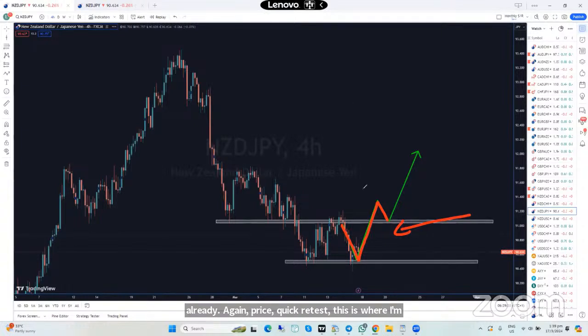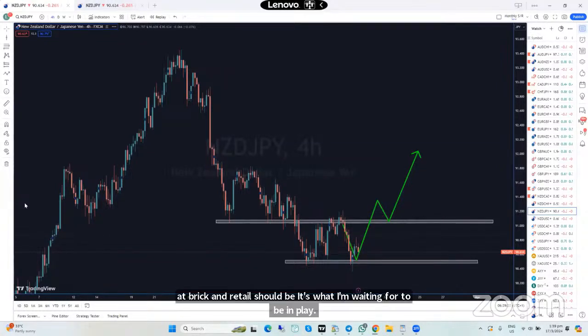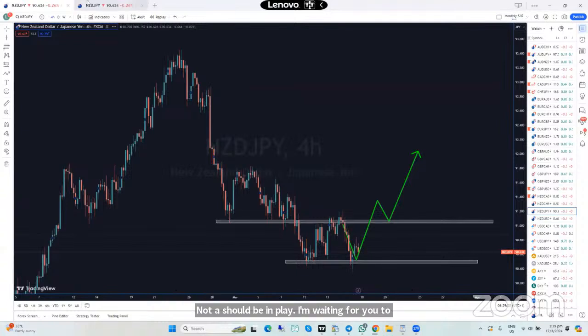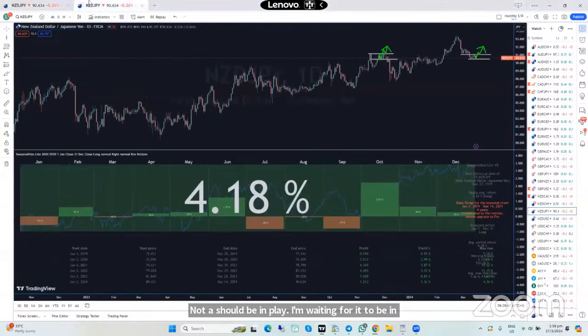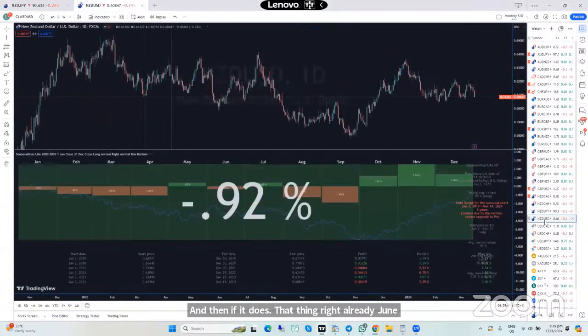Pardon my bad drawing. I'm really trying to tell you that break and retest is what I'm waiting for to be in play. Not that it should be in play, I'm waiting for it to be in play. And then if it does, letting it run all the way to June should be of no issue. You might encounter 1 or 2 stop losses, but if you're like me, more of a swing trader who aims for 4 or 5 to 1, I don't think that should deter you much.